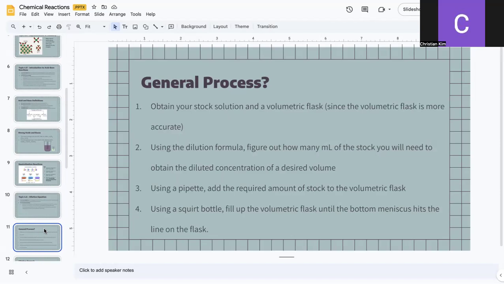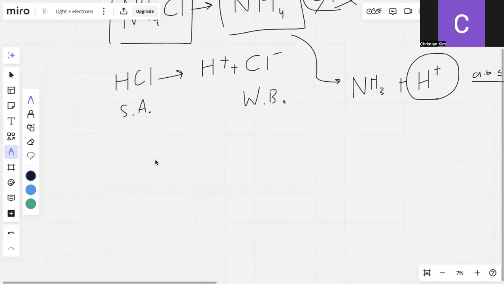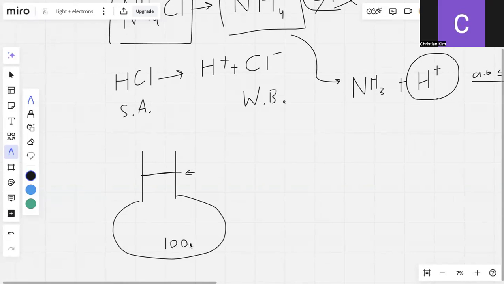Then using a pipette, you add the required amount of stock into the volumetric flask, and then you use a squirt bottle, which is just water, to fill up the volumetric flask until the bottom meniscus hits the line on the flask. The bottom meniscus refers to the very neck of the volumetric flask. And then you always have a line which represents the volume of the volumetric flask. So for example, if this was 100 milliliters, hitting this line represents 100 milliliters. And what the meniscus should look like is like this. You always use the bottom of the meniscus, not the top.